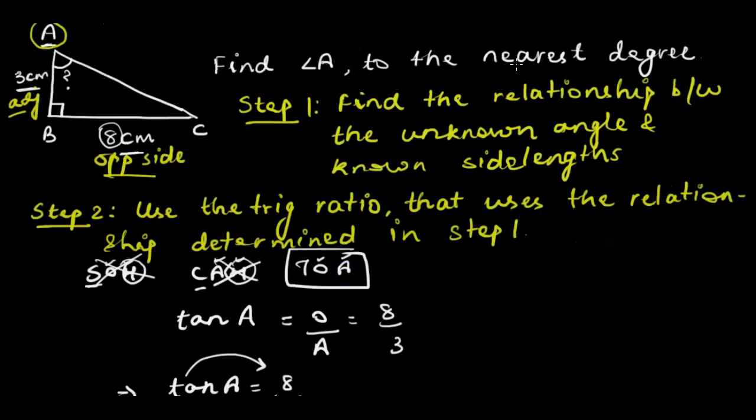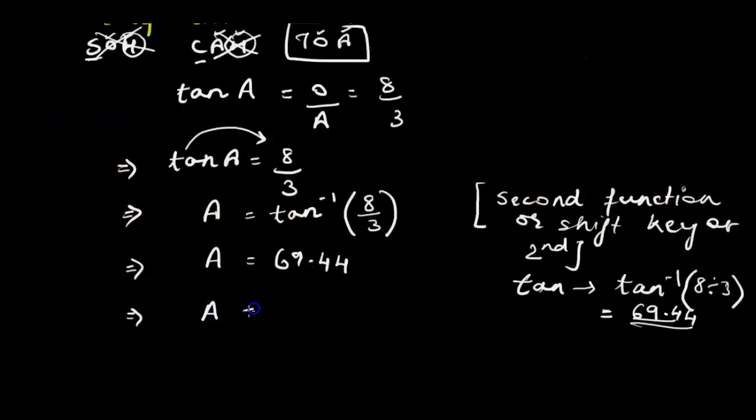As the question wants us to write the answer to the nearest degree, that means we have to write the answer to the nearest whole number. So that gives us angle A equal to 69 degrees. And this is how we solve for the unknown angle whenever we are given sides of the triangle using trigonometry. However, we can only use these ratios if the triangles are right-angled triangles. Let's take up an example where we have to find the unknown side length in a right-angled triangle.